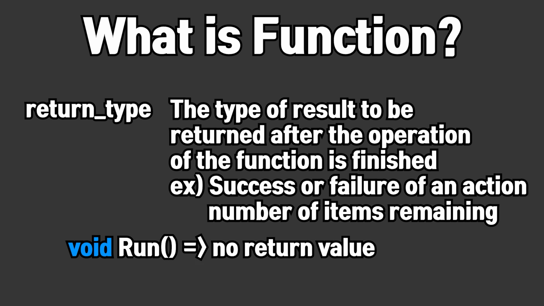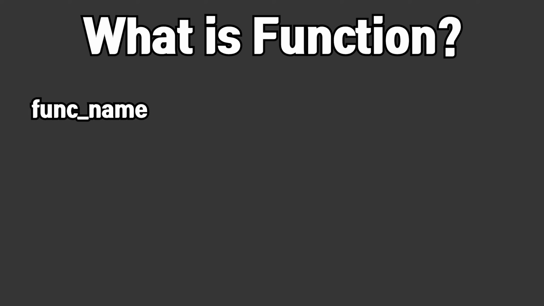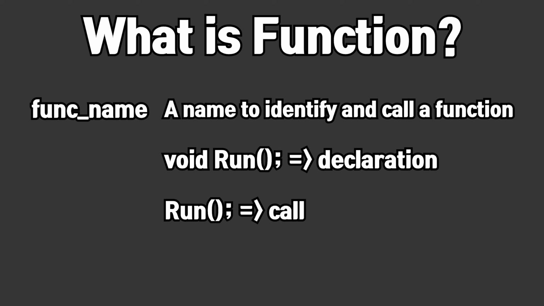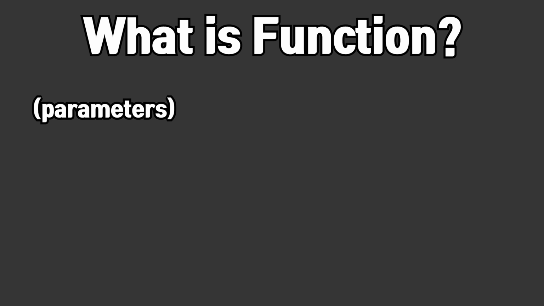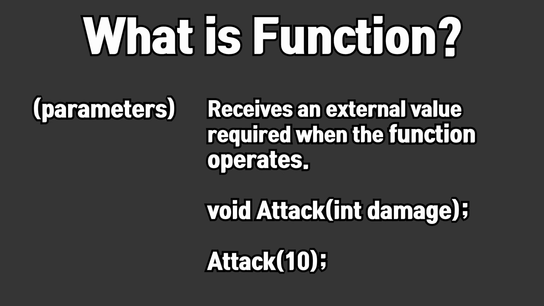You can also indicate that the function will not return a result value with type void, if there is no need to return a result value after the function finishes its operation. And the function name is used to call this function, and the developer can name it as desired. However, when naming a function, it is recommended that you know what the function is doing by just looking at the name.